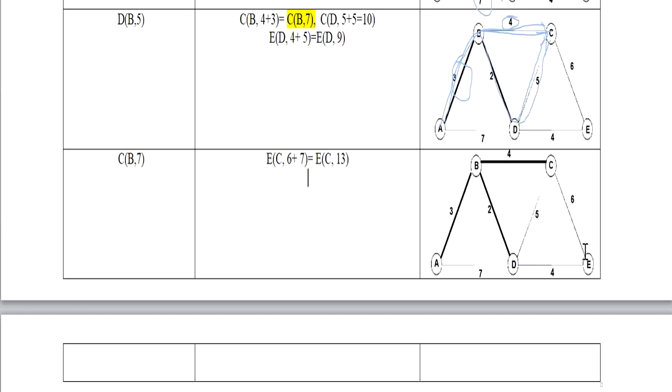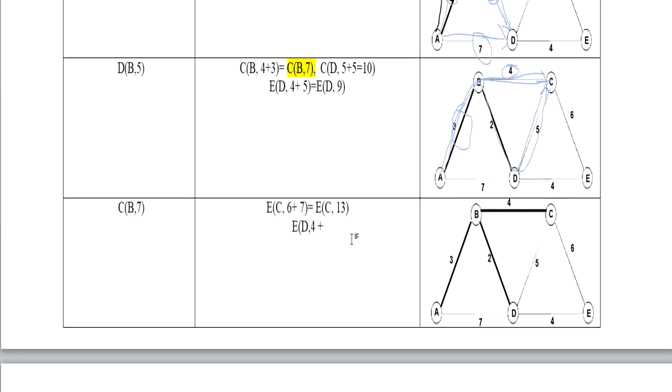So can I reach vertex E from vertex D? Yes, I can reach directly. So it can be represented something like this: vertex D to E has weight 4, plus the weight of D. What is the weight of D? It is 5. The weight of D is 3 plus 2, 5. So this is going to yield us E of D comma 9.